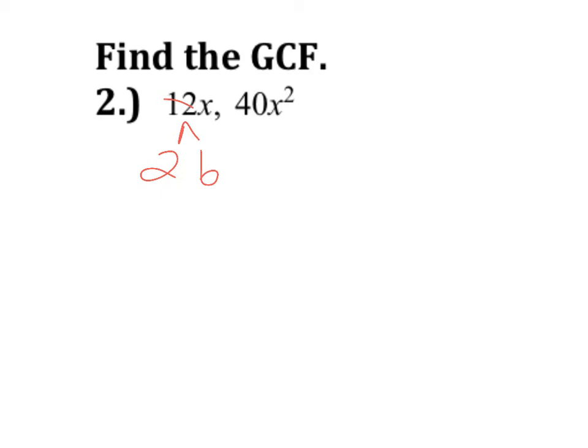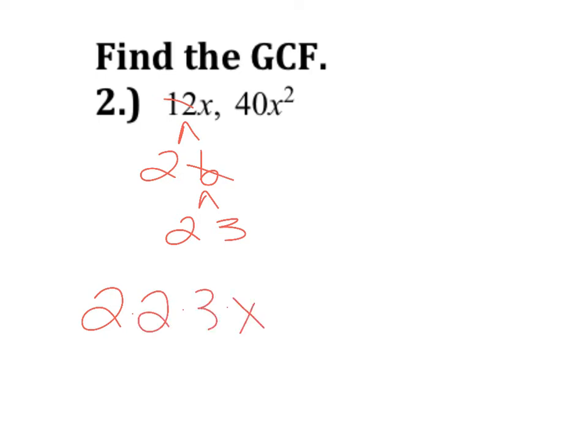So 12 I'm crossing out because I broke that down. So we have a 2 and a 6. 2 is prime. 6 we can break down to 2 times 3. So I'm going to cross my 6 out. And now we're done. We factored everything out. So 12x becomes 2 times 2 times 3.